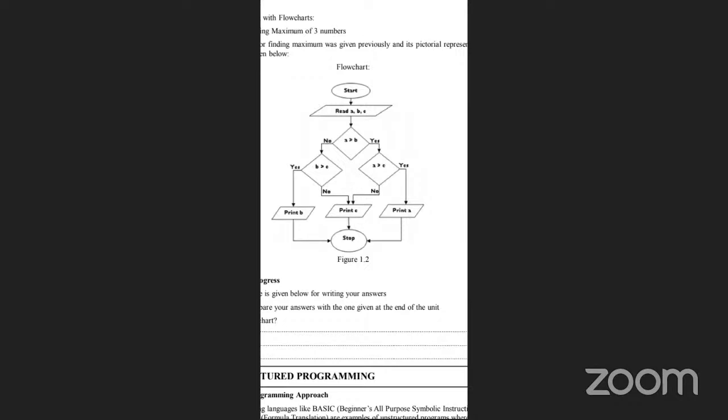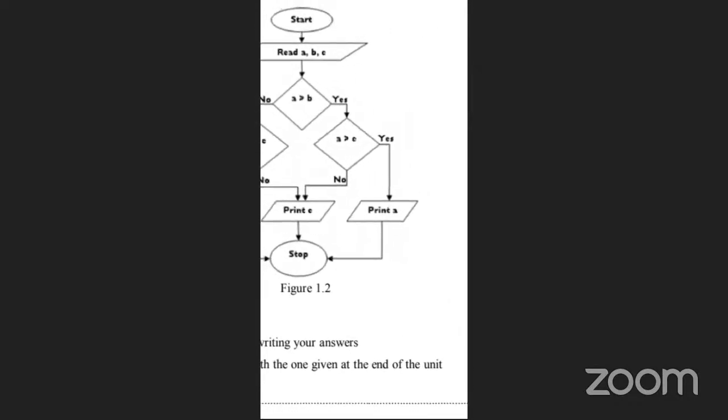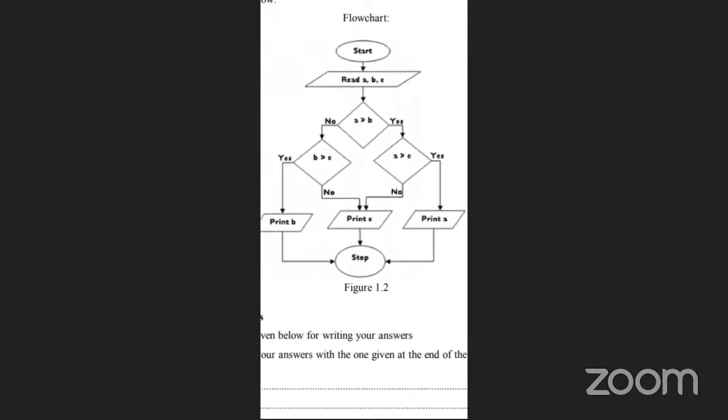Now here is the flowchart. First, an oval for start, then a parallelogram to read A, B, C. Next, a diamond for the decision: A greater than B. If yes, check A greater than C. If no, B is greater than A, so check B greater than C. If yes, print B; if no, print C. Print A if it is the largest. Then stop.